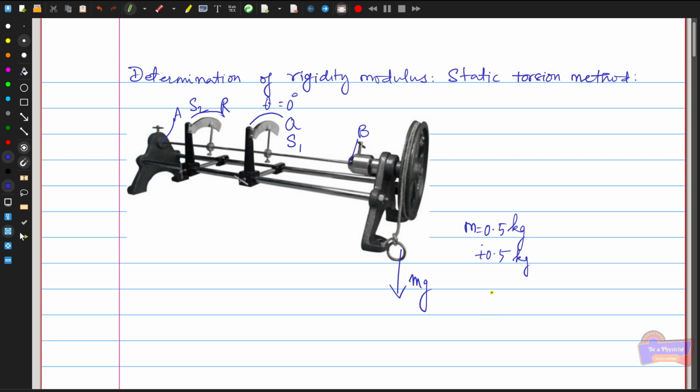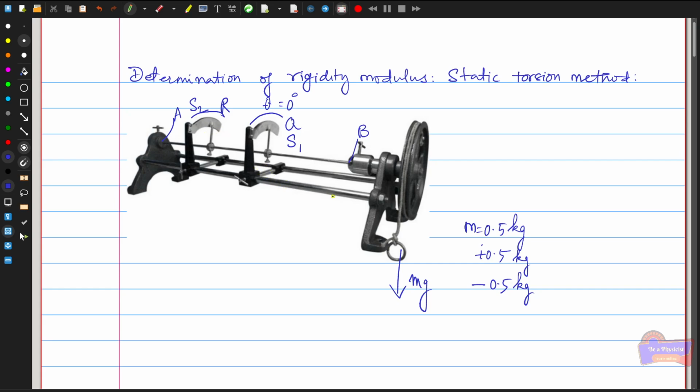The readings on the two scales are noted for every load, both while loading as well as unloading. Once you have taken the readings for loading the weights, you then unload the weight in steps of minus 0.5 kg, and measure the same deviation in the opposite direction on the two scales.